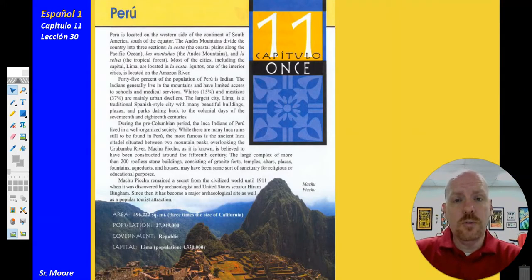We've been talking about Peru here in this chapter, in Capítulo 11. Make sure that you are aware of the three different regions in Peru: La Costa, Las Montañas, and La Selva, the tropical rainforest there in Peru. And those specific regions are a significant part of Peru's culture. And there are three very different cultures as well as three very different regions. If you've watched that YouTube video that I linked to, then you understand some of those things about Peru. Remember that the capital of Peru is Lima, and also make sure that you're aware of Machu Picchu, which is a very important part of Peruvian or Peruano culture.